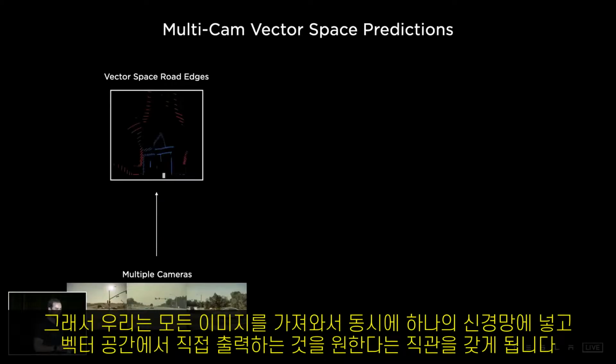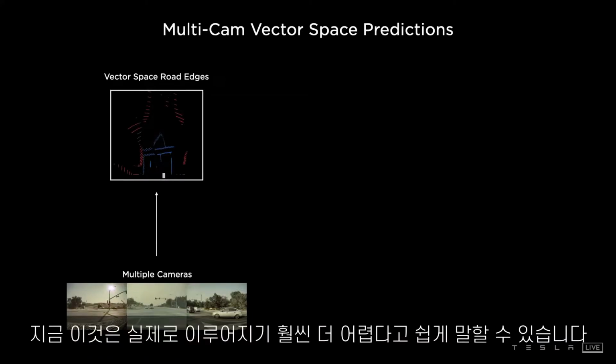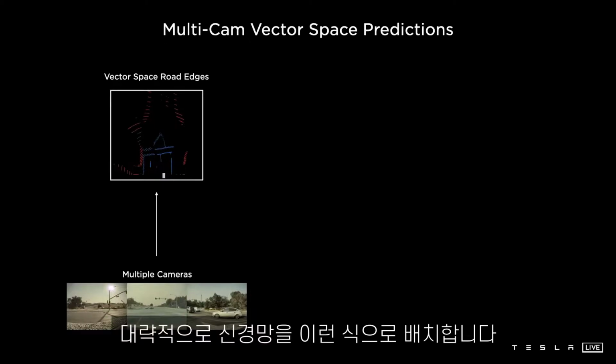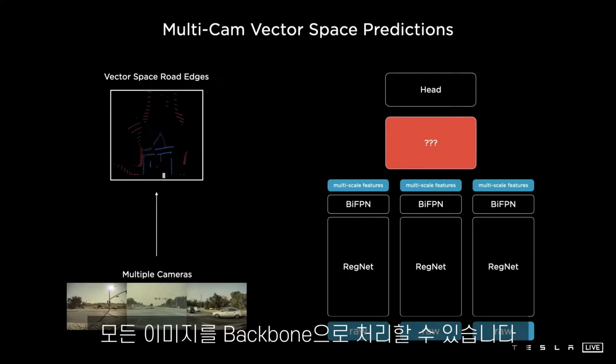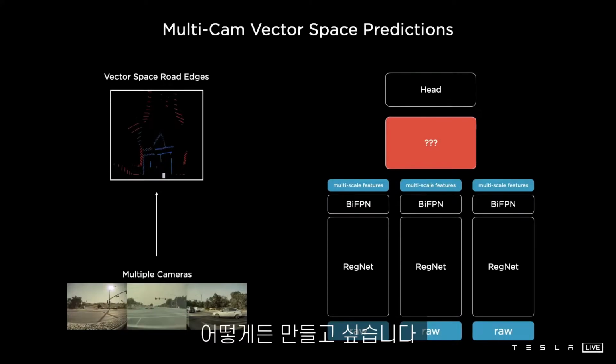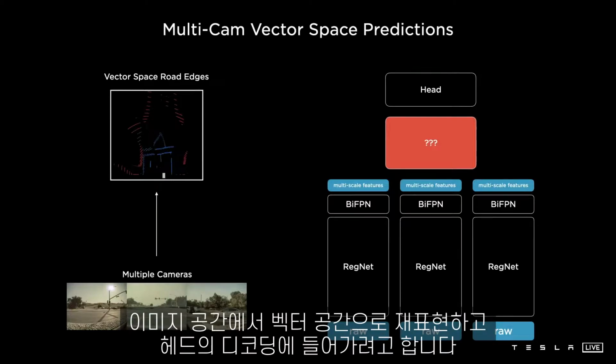So we have this intuition that what we'd like to do instead is take all of the images and simultaneously feed them into a single neural net and directly output in vector space. Now, this is very easily said, much more difficult to actually achieve. But roughly, we want to lay out a neural net in this way, where we process every single image with a backbone, and then we want to somehow fuse them, and we want to re-represent the features from image space features to directly some kind of a vector space features, and then go into the decoding of the head.